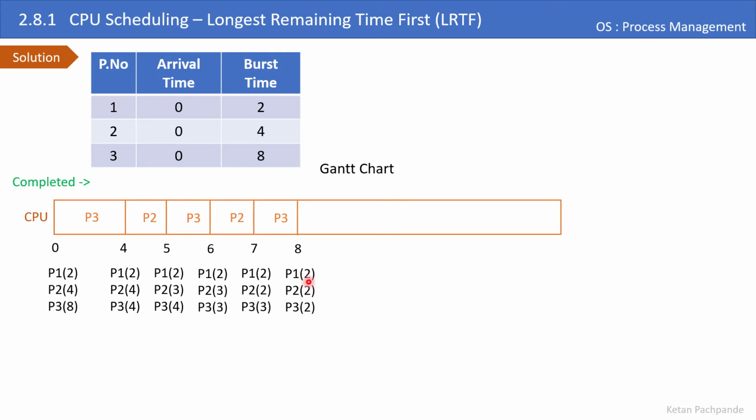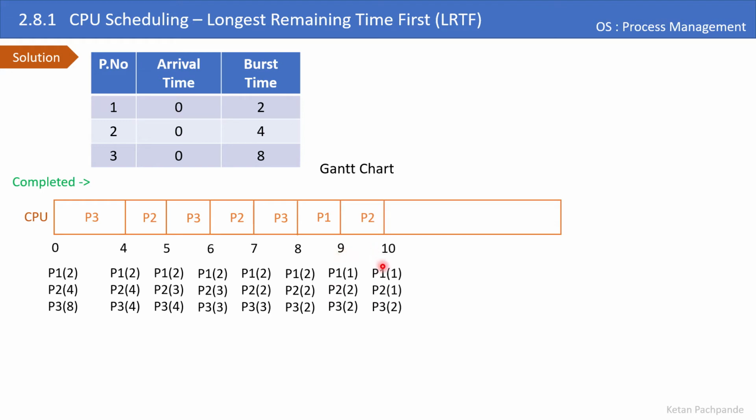At time t is equal to 8, all the processes have equal remaining burst time, and that's how there is a tie among all processes. So we will just follow the chronological order. I am going to schedule the process P1. At time t is equal to 9, there is a tie between P2 and P3. So I am going to schedule the process P2.